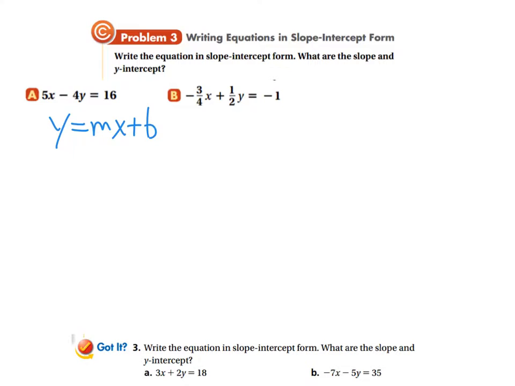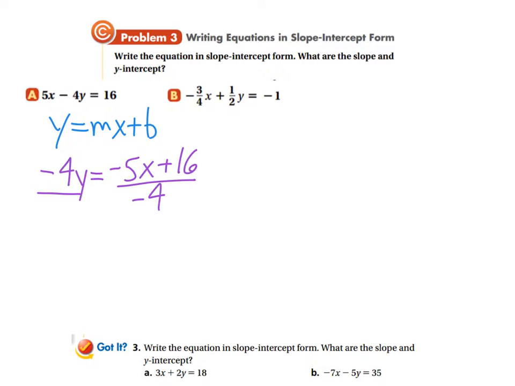For example A, I would probably begin by subtracting the 5x from both sides. So I'm just going to go ahead and finish that step. If I subtract 5x from both sides, I get -5x plus 16. Now remember, -5x and 16 are not like terms, so I cannot combine them. From there, I have a -4y, which is a bit of a problem because I want just a plain y.